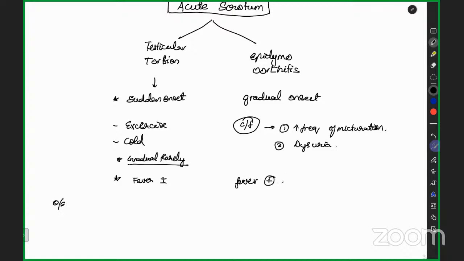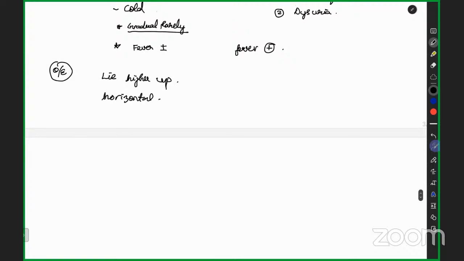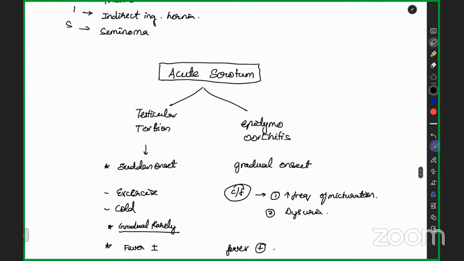And now you're going to perform the examination. In testicular torsion on examination, what you're going to see is that the testis is lying high up, in a higher position. It will be horizontal. The cord is going to be short, and your cremasteric reflex will be positive. Cremasteric reflex will be positive. This is a very important point to differentiate between testicular torsion and epididymo-orchitis.